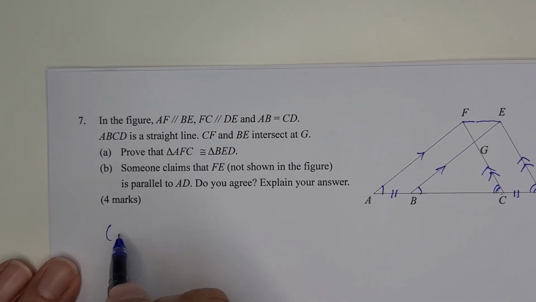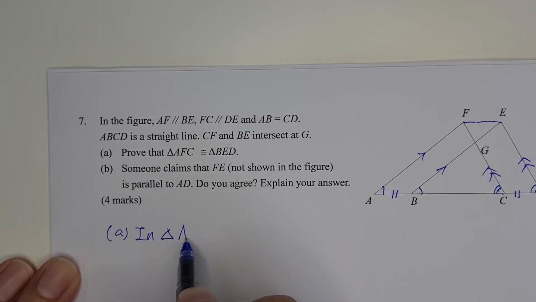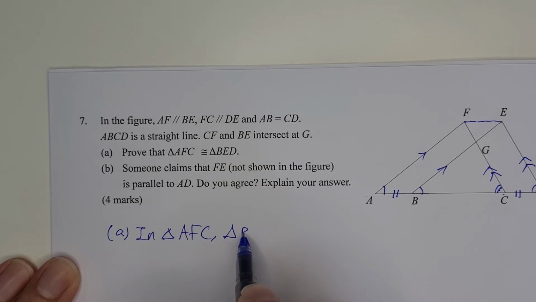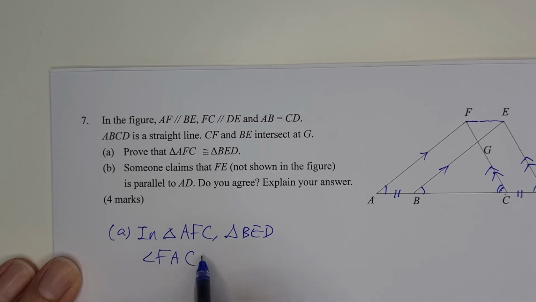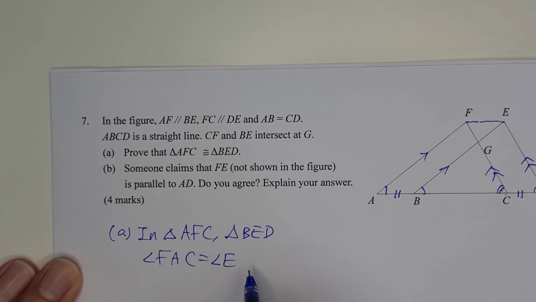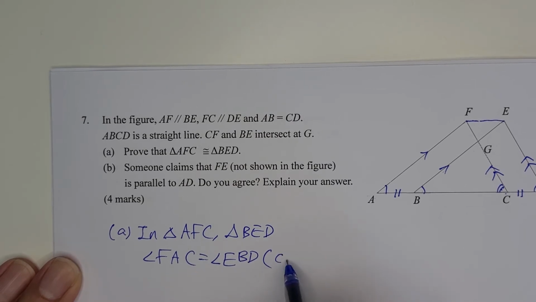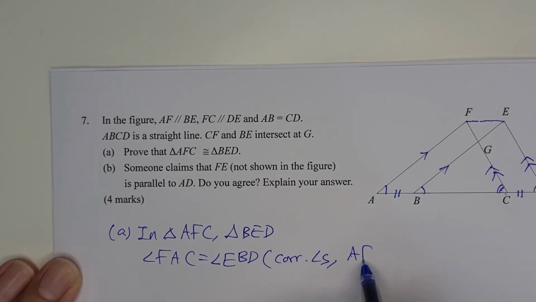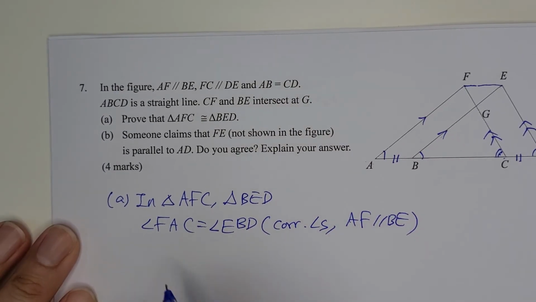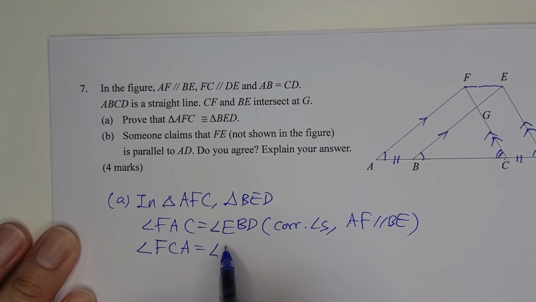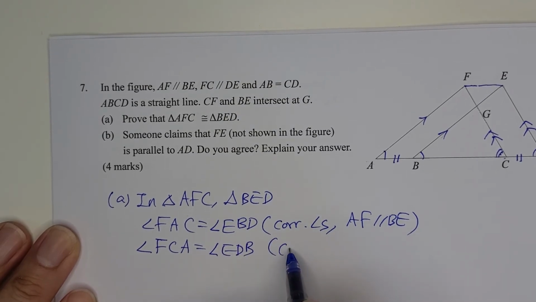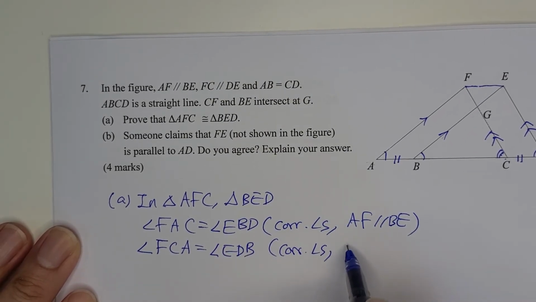Let's start the presentation. A. In triangle AFC, triangle BED. First one, angle FAC equals angle EBD. Reason, corresponding angles of AF parallel to BE. Alright, so second pair, okay, angle FCA equals angle EDB. Reason, corresponding angles again, DE parallel CF.